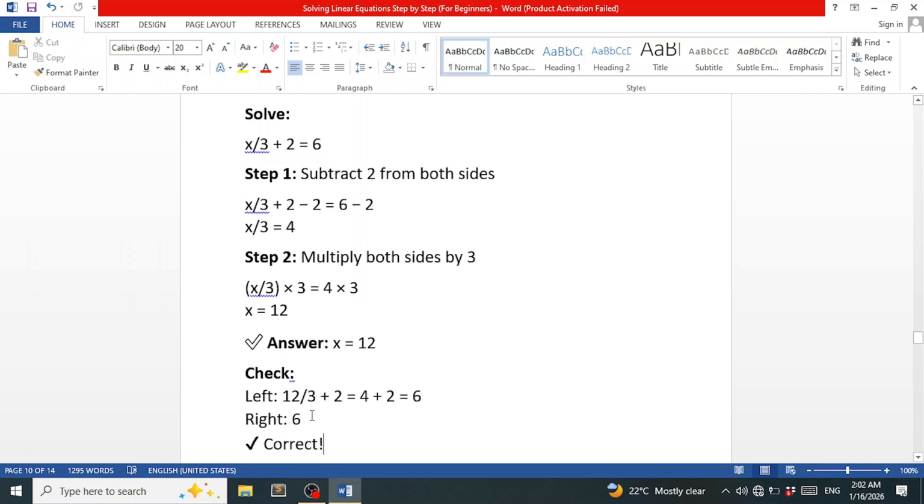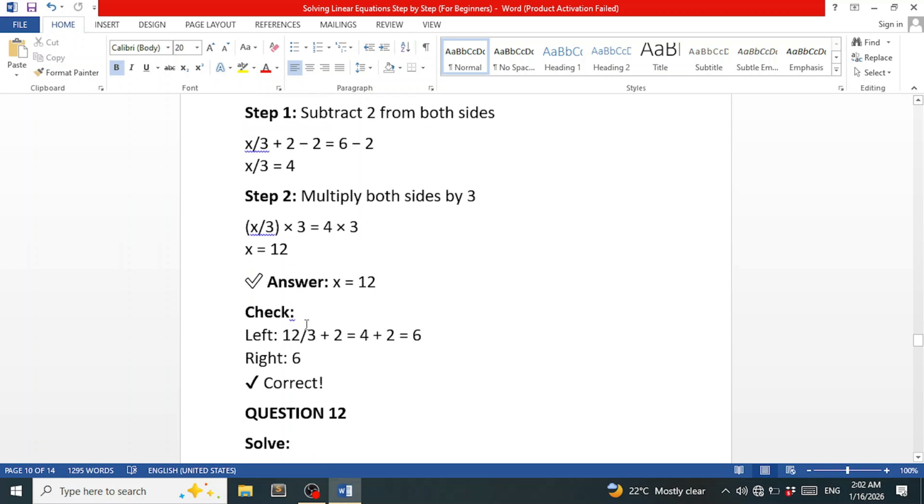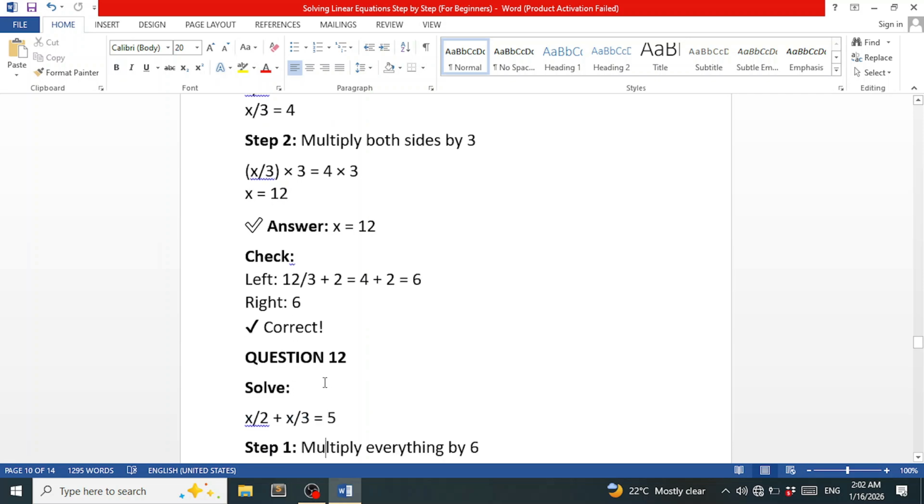This is where we are verifying it. Left, 12 over 3 plus 2 equals 4 plus 2, 6. Right side, 6. So left hand side is equal to right hand side. Therefore, our solution or answer is correct. All right, let's go to question 12.